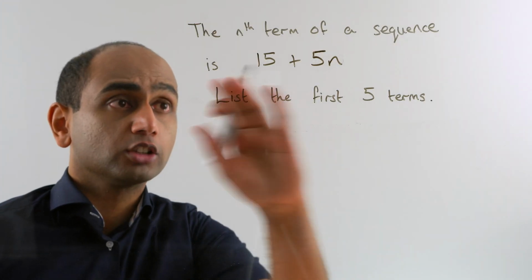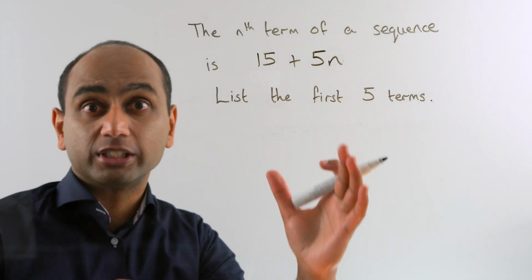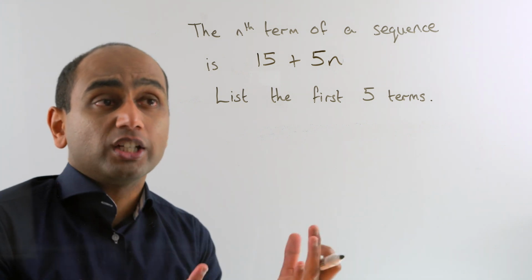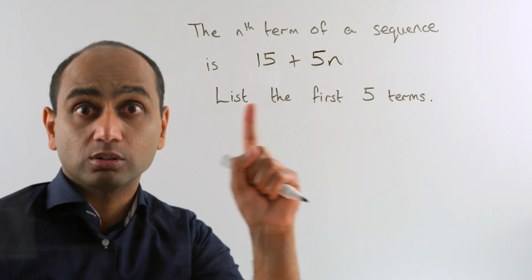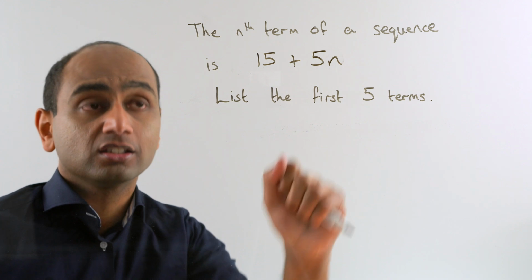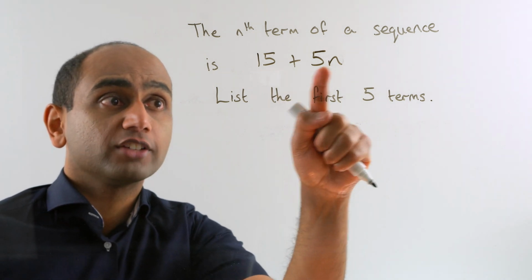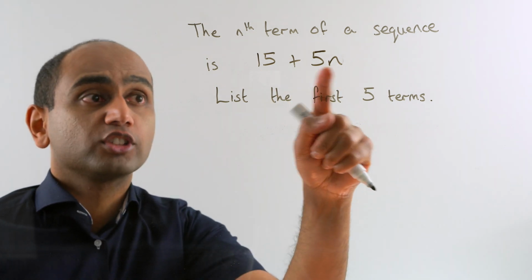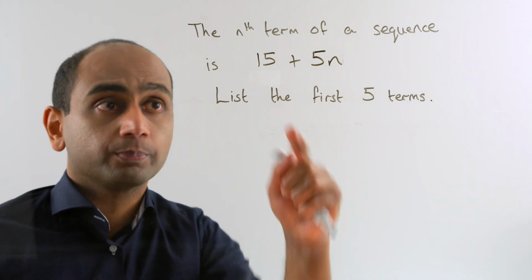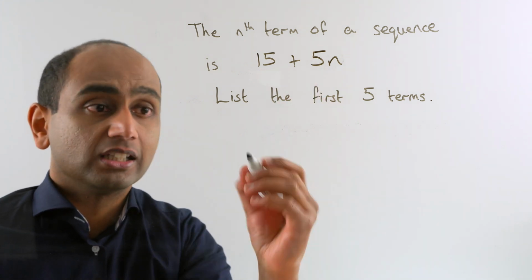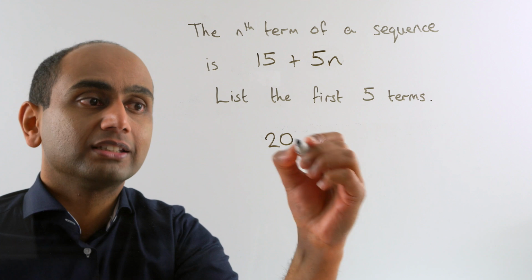Okay, with this one, don't get fooled by the order in which this is written. We still do the same thing. To find the first term, we just need to substitute n equals 1 into this. So 15 plus 5 times 1. 5 times 1 is 5. 15 plus 5 is 20. So the first term is 20.